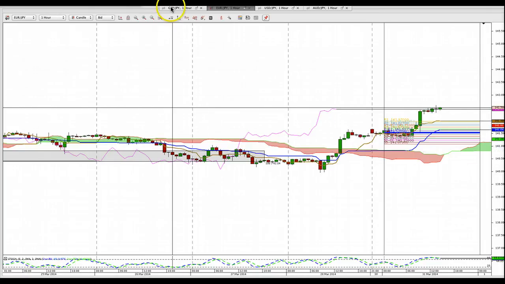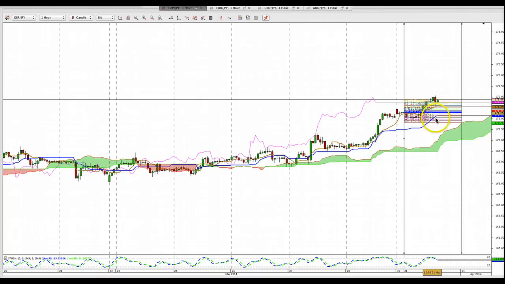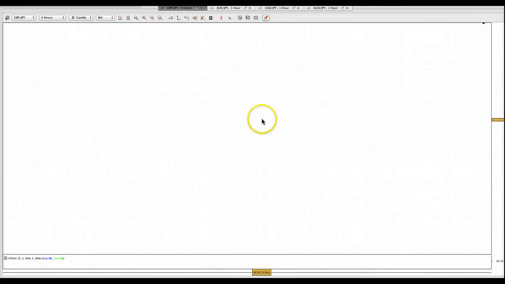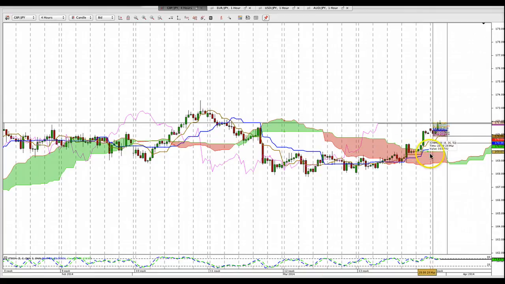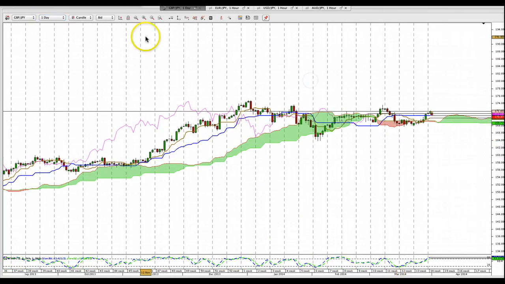So across the board, let's look at pound yen. Pound yen, again, above the central pivot point, above the cloud. The two lines are separated going up. So we're in an uptrend. Let's look at the 4-hour chart. Same thing, price is above the cloud, two lines separated going up. Let's look at the daily chart, and price is above the daily chart as well.